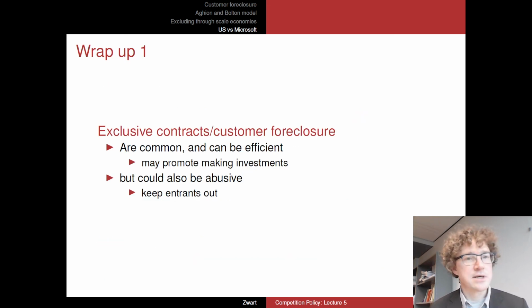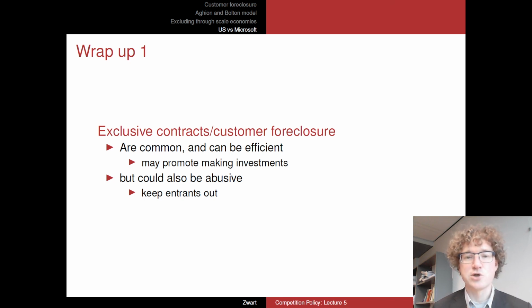So let's wrap up this lecture of today. We have been looking at exclusive contracts, mainly exclusive contracts to make sure that customer foreclosure occurs, or in other words, the new entrant being foreclosed from getting access to retailers selling into the market. We do see these exclusive contracts in practice, and one reason is that sometimes they are actually very efficient. They might give incentives and thereby promote investments into, say, training. So that might be one efficiency rationale for these exclusive contracts.